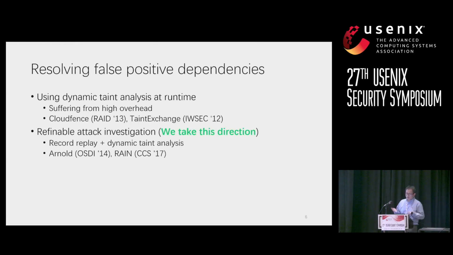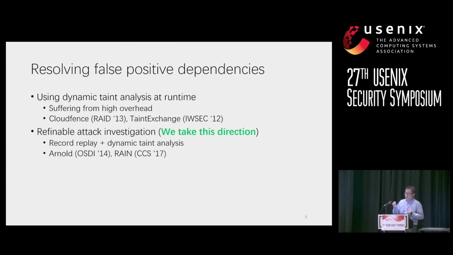We solved the false positive dependency, our first challenge, by using dynamic taint analysis, which is known to be able to dynamically instrument the program at instruction level, instruction by instruction, so that it can tell exactly the exact data flow.